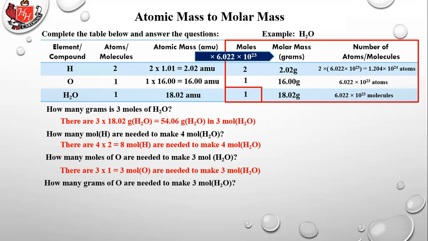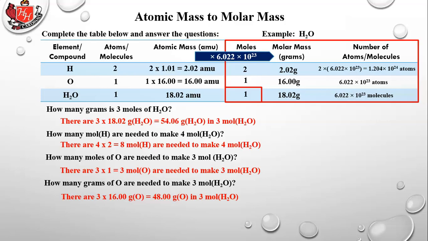How many grams of oxygen are needed to make 3 moles of H2O? So now we're asking for grams. You go over to the molar mass, that's the grams, molar mass column, and you look in the oxygen row, and you see that for 1 mole of water, you need 16 grams of oxygen. So if you want 3 moles of water, you need 3 times 16 grams of oxygen. So 3 times 16 equals 48 grams of oxygen in 3 moles of H2O.